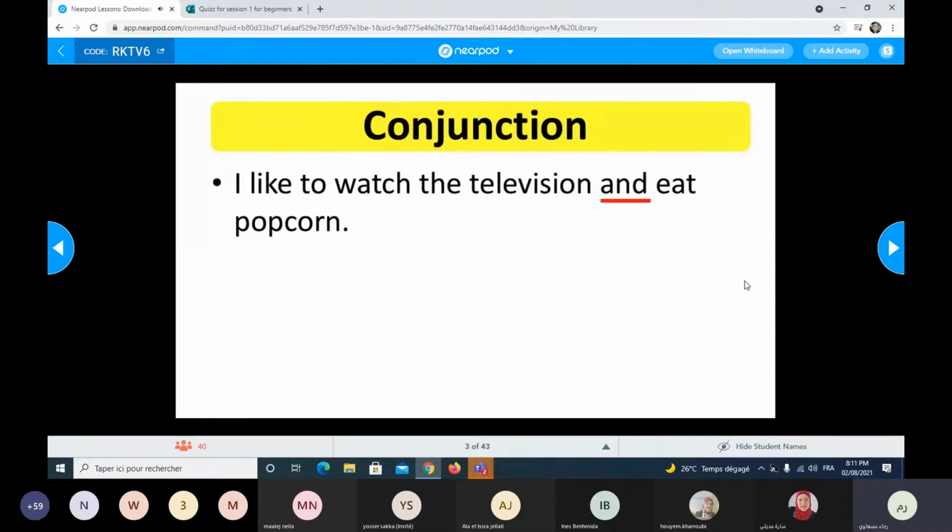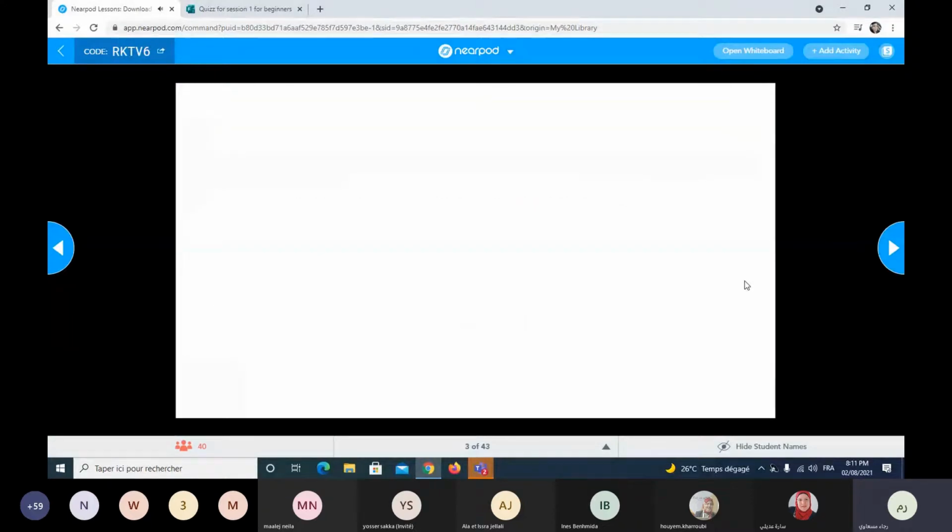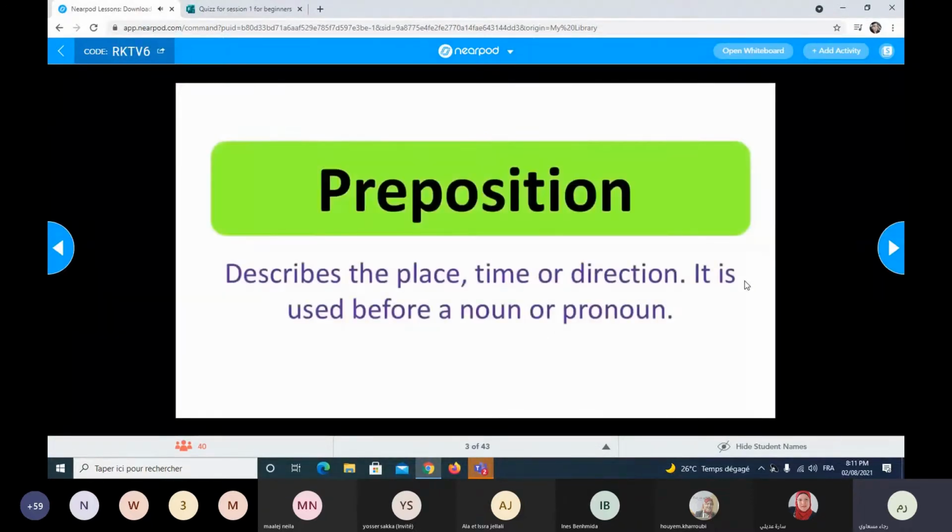Preposition. Prepositions describe the place, time, or direction. It is used before a noun or pronoun. For example, under, above, in, during.